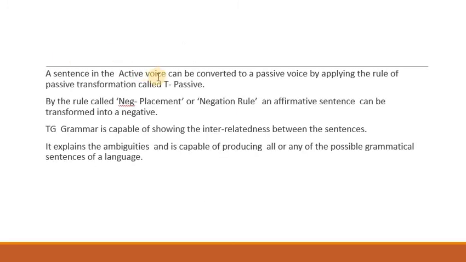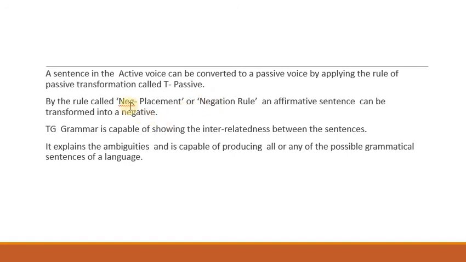A sentence in the active voice can be converted to passive voice by applying the rules of passive transformation called T-passive. So, transformation passive, that's the meaning. By applying a rule called negative placement or negation rule, an affirmative sentence, a positive affirmative sentence, can be transformed into a negative.